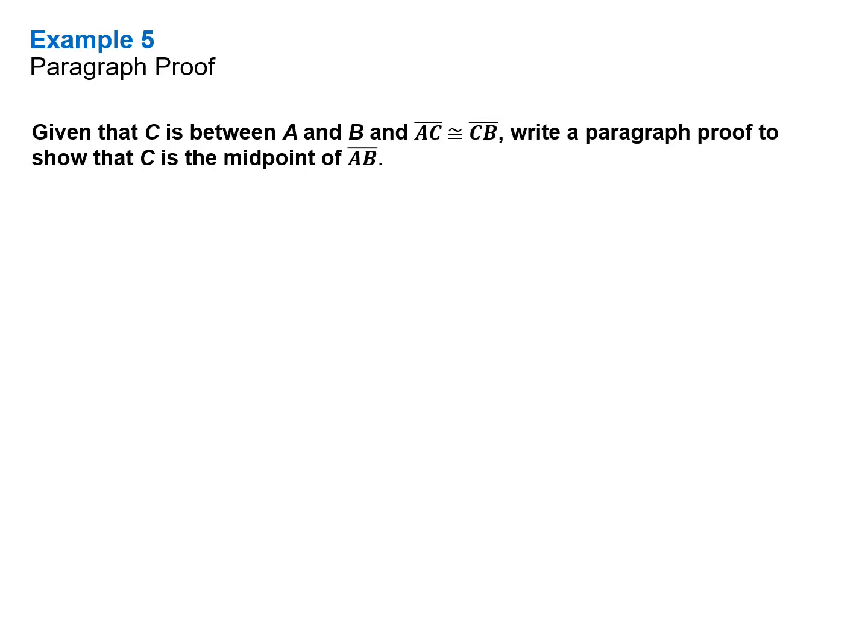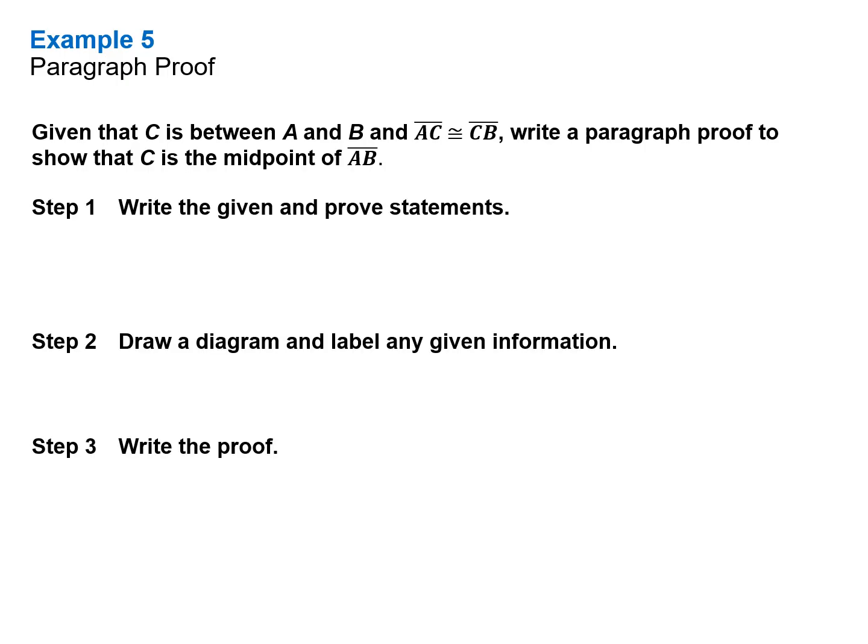So you're given that C is between A and B and that line segment AC is congruent to line segment CB. Write a paragraph proof to show that C is the midpoint of AB. So we're going to use 3 steps. We write the given and prove statements. Then we draw a diagram and label any given information, and then we write the proof.